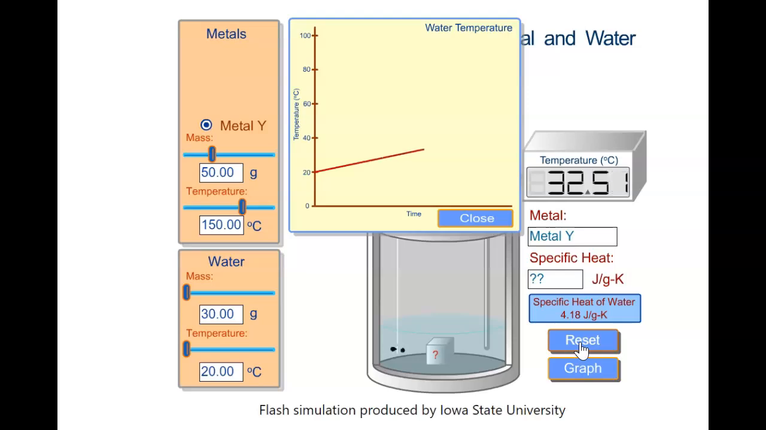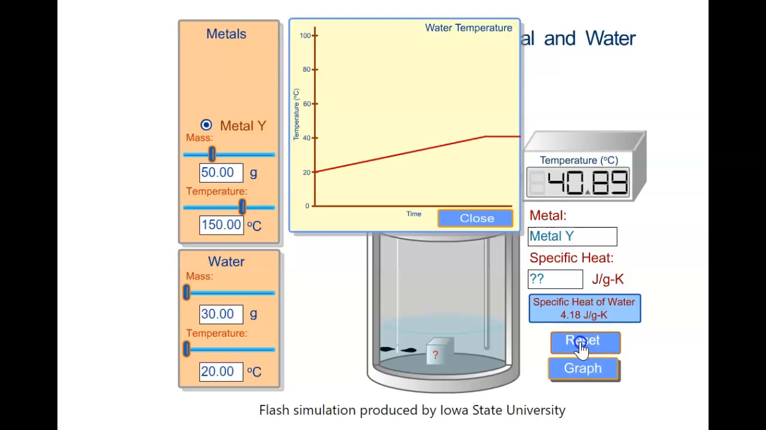We're almost done. All right, what's our final temp? 40.88. Okay, we'll stick with that.